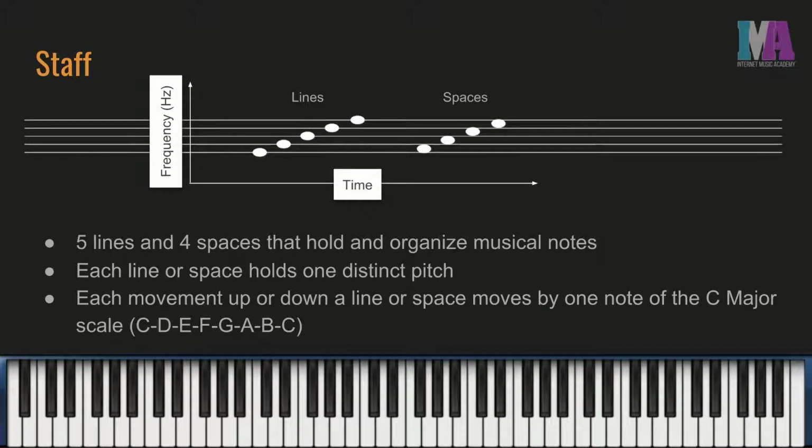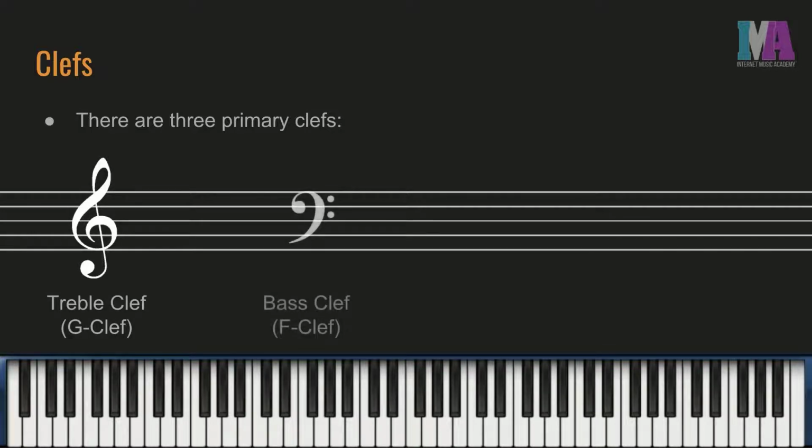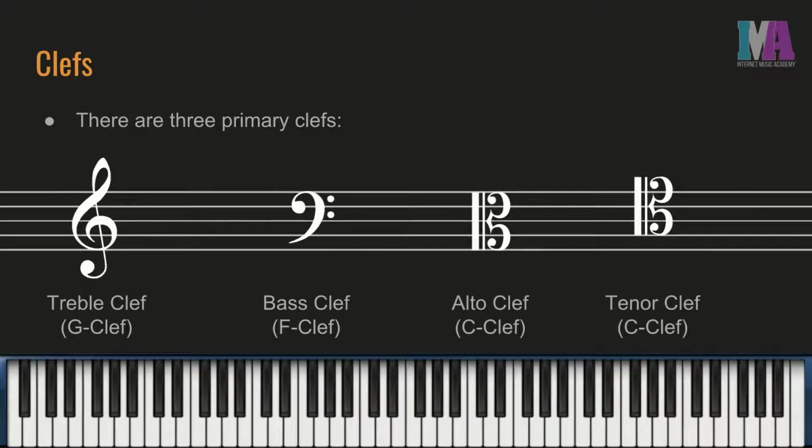At the beginning of any staff, you will see a symbol called a clef. There are 3 primary clefs: treble, bass, and alto/tenor clef, which use the same symbol, but the placement of that symbol determines if it's actually alto or tenor clef. Each of these symbols is a modernized version of old Gothic letters for G, F, and C. Hence, treble, bass, and alto/tenor clef are sometimes referred to by those letters.